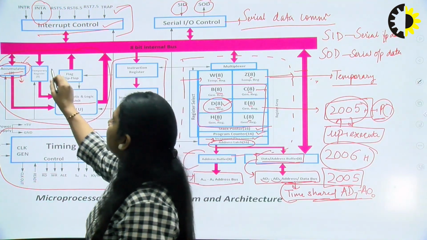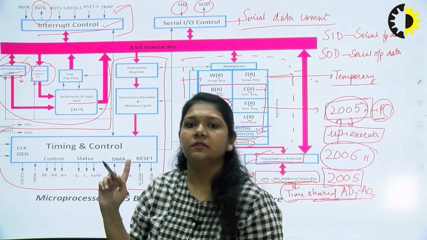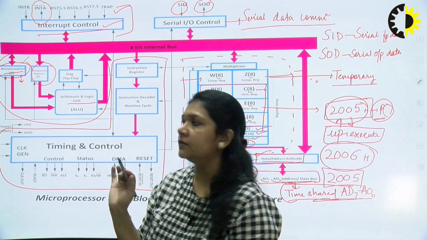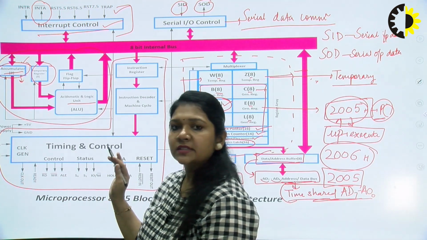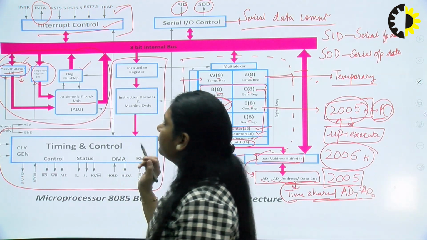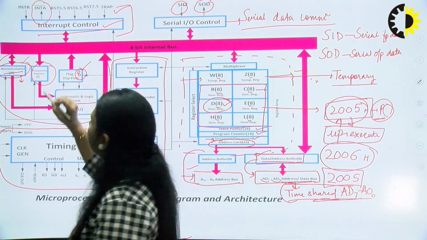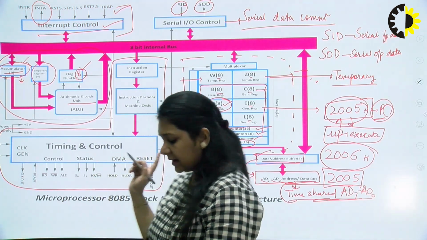So the next is the temporary register. It is the microprocessor's temporary register. It is not user friendly, it is not for users. Only the microprocessor can use this temporary register. And here are the flags and flip-flops. It is also of 8 bits. There are simply 5 flags in the 8085 that we will be discussing shortly.